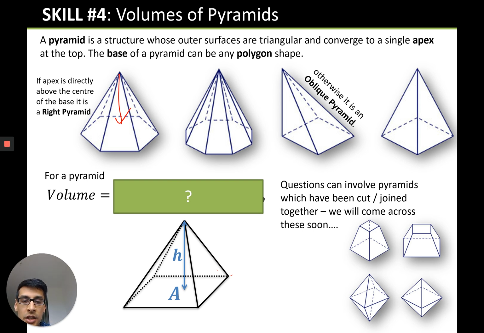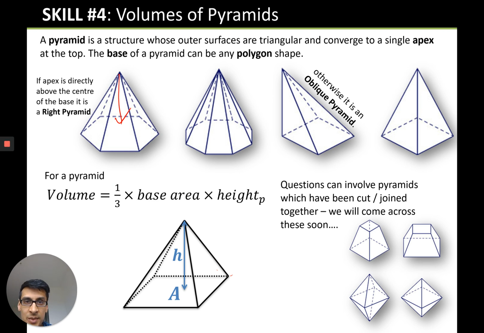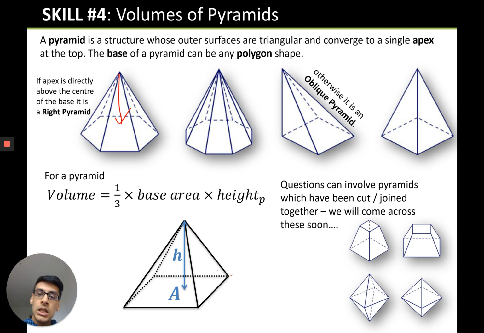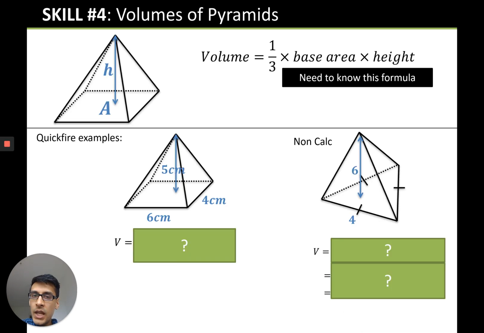Now the formula, you don't need to know where it comes from, but it's going to be 1/3 base area times height. And later on, just be aware, we're going to look at questions where you have to work out volumes of pyramids that have been chopped off tragically. Okay, so can you now use the formula to work out both of these triangular pyramids? So you want to work out the volume.